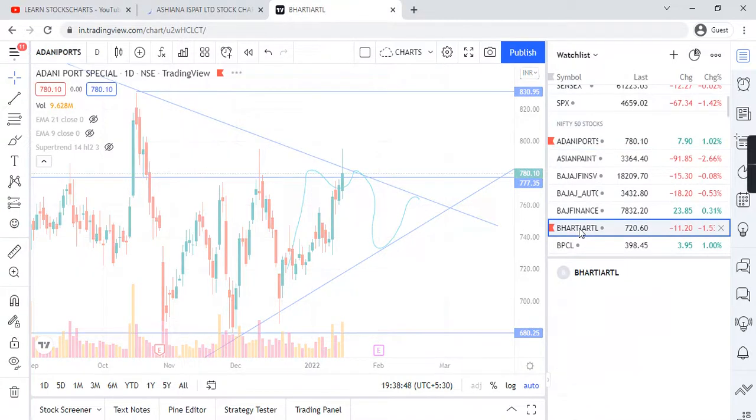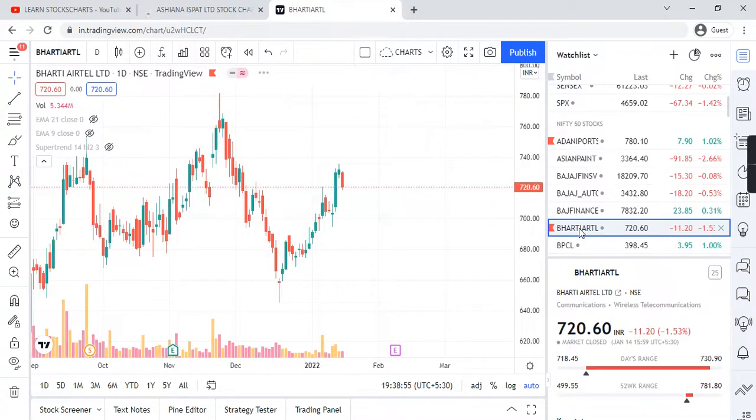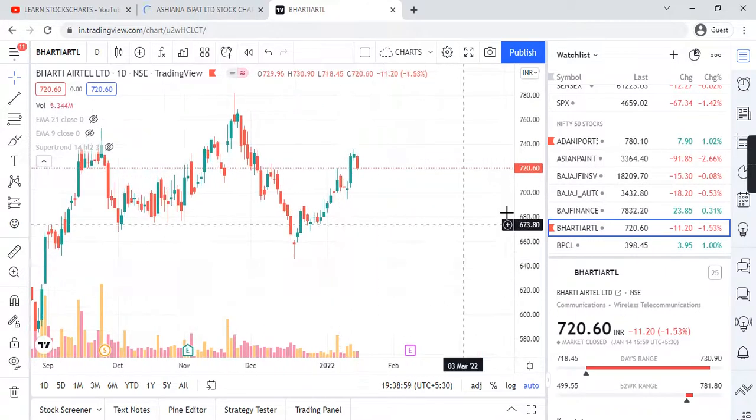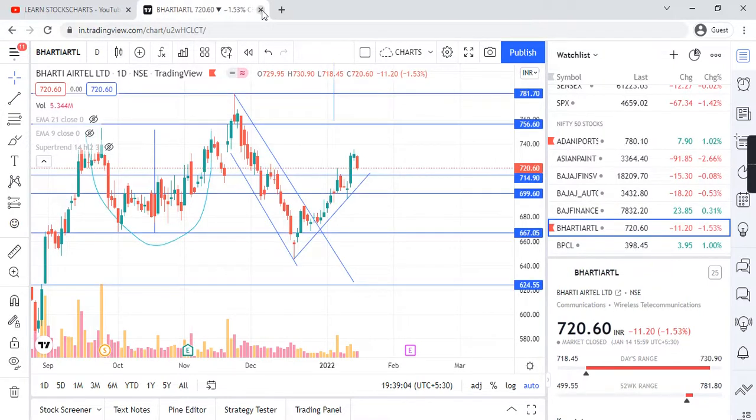Bharti Airtel. Let me close this one. That's why it is a little bit slow. It is still following this trend line. So it might be from a cup shape, it is a W shape. But let's see how it performs. Even if it is a W shape, the breakout is huge.